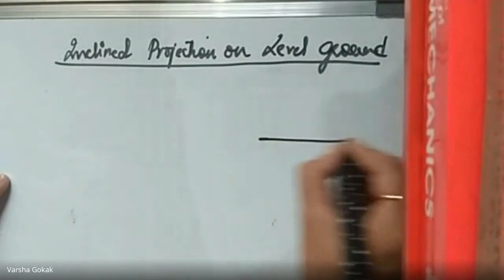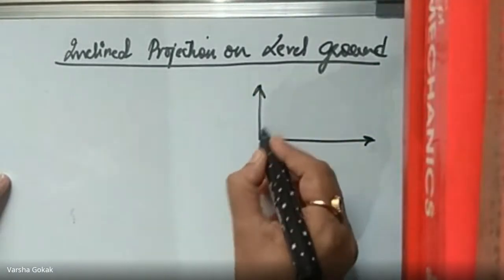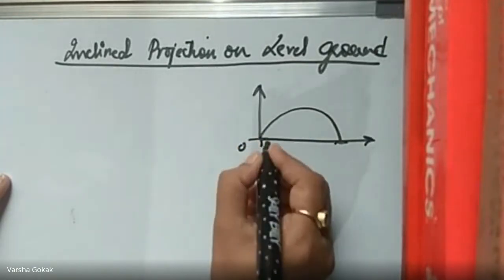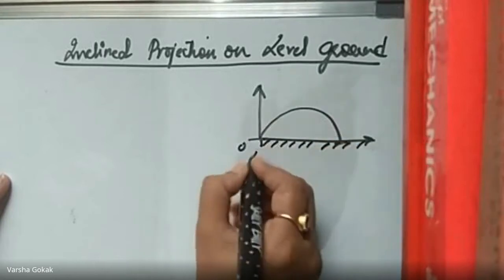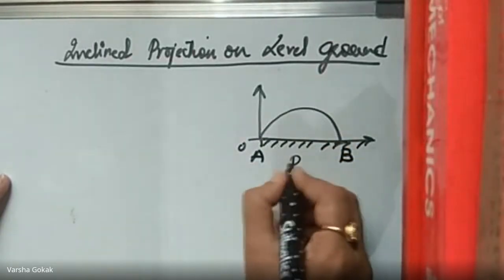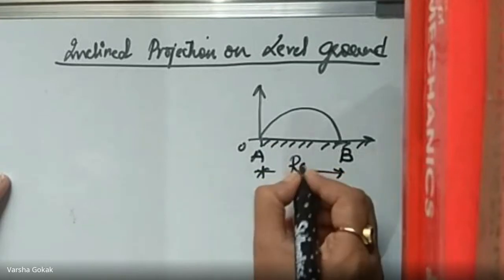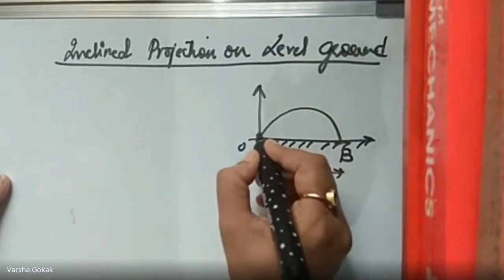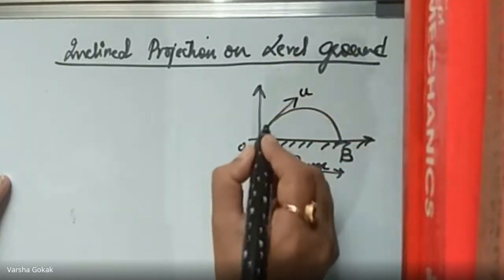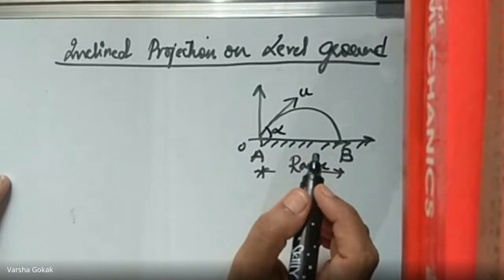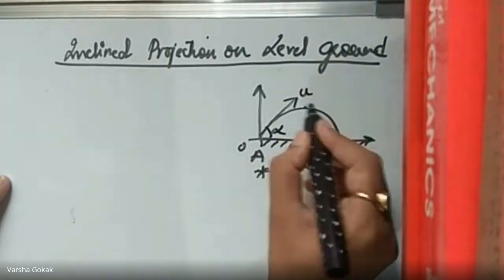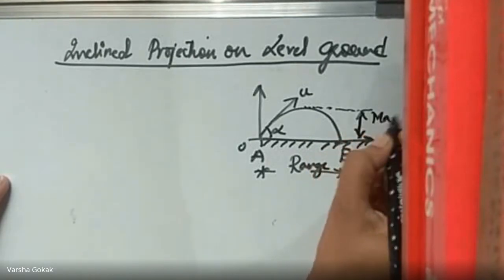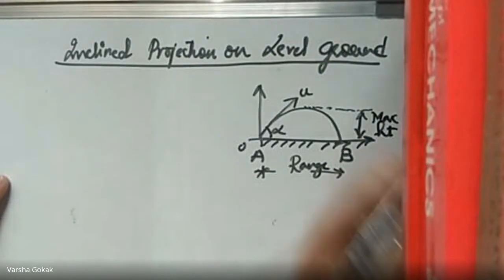So it is going to be like this. This is your x-axis and this is your y-axis. I will have both A and B at the same level, right? So this is your origin. This is point A and this is going to be your point B. This is going to be the range, rightfully called the horizontal range. And then it moves with the velocity u, and this is going to be the angle alpha, correct? And then if I drop a horizontal line here, this is going to be the maximum height that the particle is going to reach.